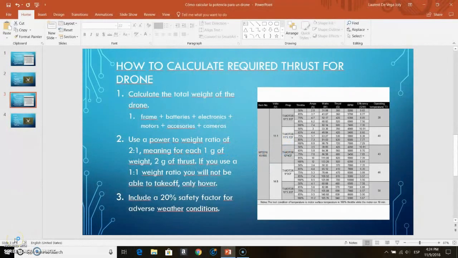Greetings, fellow drone fanatics. Today we're going to show you a quick video on how to calculate the required thrust for your drone, especially if you're building your own drone. This is very useful. We found a lot of information. We know that there are a lot of complicated calculations, but this is just a general and easy to follow guide to give you a more or less idea or feeling of what type of motor you would require in order to have your drone fly perfectly and safely.